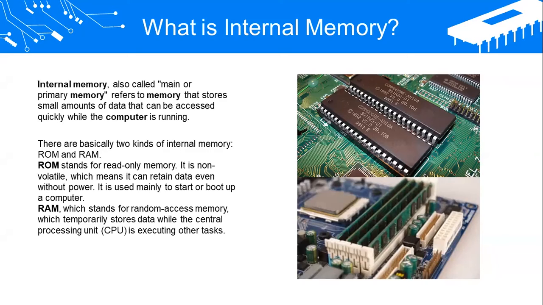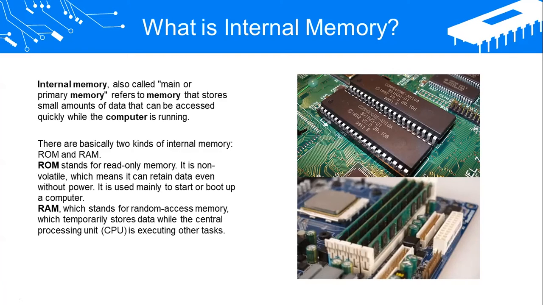There are basically two kinds of internal memory, ROM and RAM. ROM is read-only memory and RAM is random access memory. ROM stands for read-only memory. It is non-volatile, which means it can retain data even without power. It is used mainly to start or boot up a computer. RAM, which stands for random access memory, temporarily stores data while the central processing unit, or CPU, is executing other tasks. This is the picture of ROM and this is the picture of RAM.